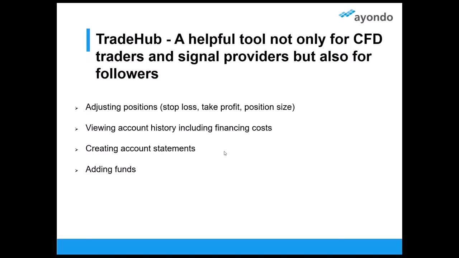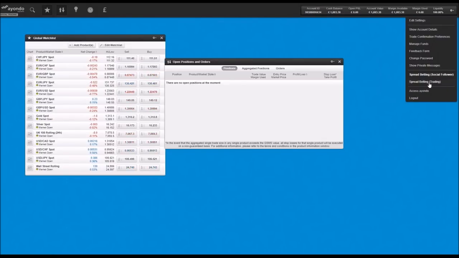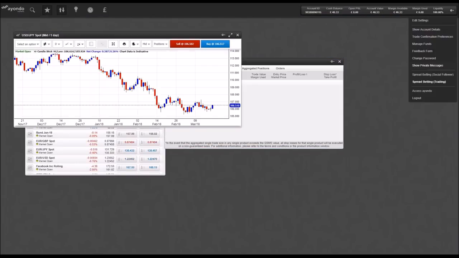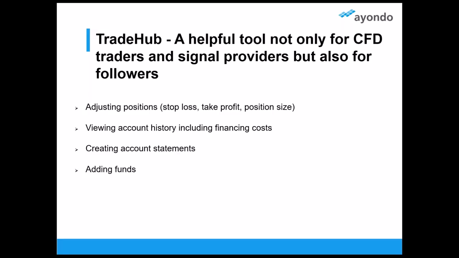So with TradeHub, you can do your own normal trading. You can switch to a normal spread betting account where you just trade for yourself. And you can have a look at the people you're following and how they're doing. You can also adjust the stop loss. Let's say someone you're following does a trade on the Dow and puts a stop loss 200 points away, but you think it should be, I don't know, 250 points away. You can go in and change that for the trade you're following.